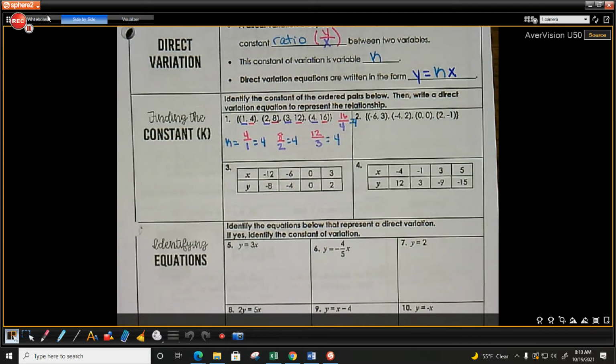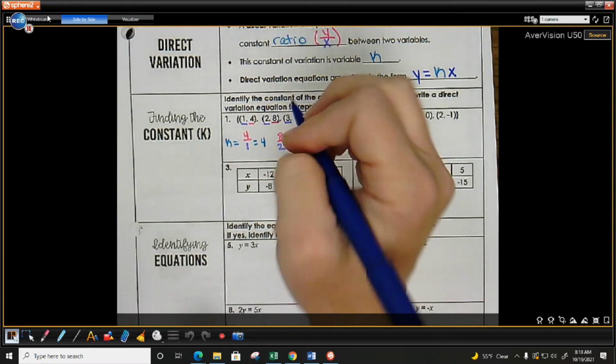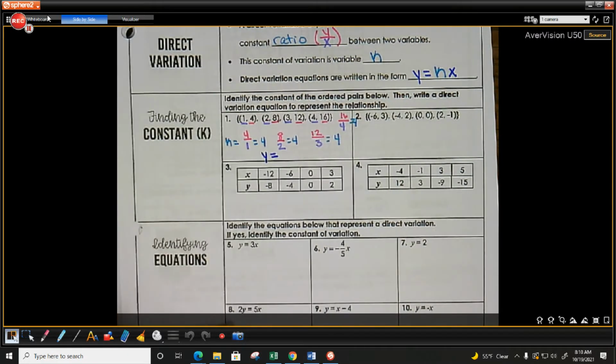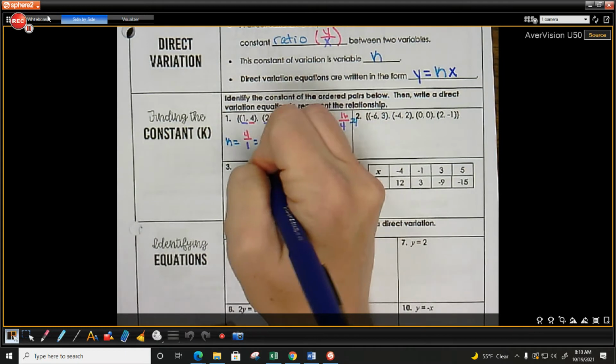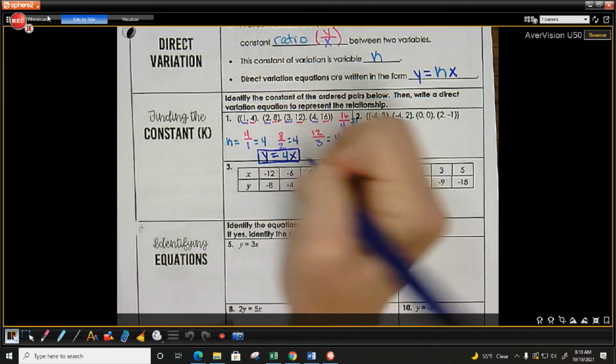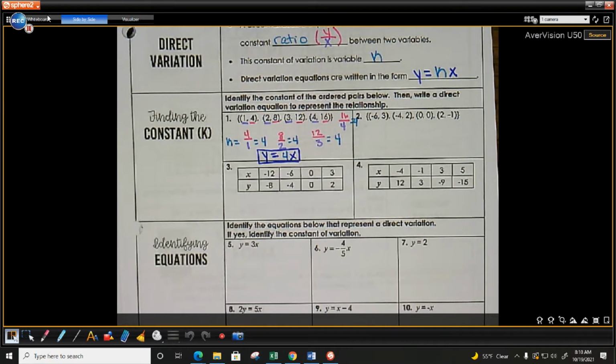So, do I have a constant of variation? Do I get the same value each time when I do y over x? Yes, I do. So, yes, this is an example of direct variation. Then the way I write my equation is just y equals, what's my k? 4x. And that's your direct variation equation. Good?